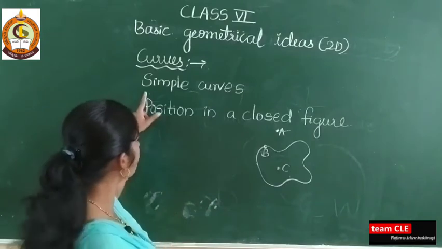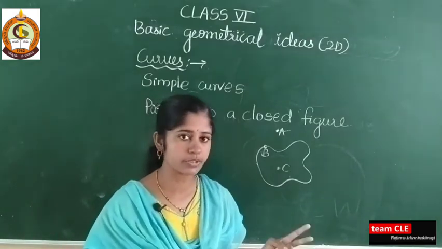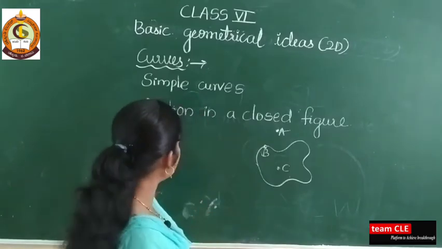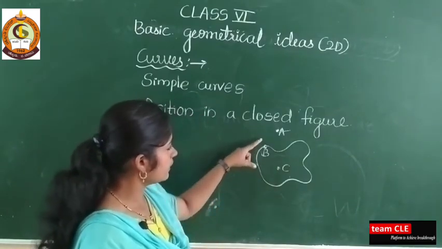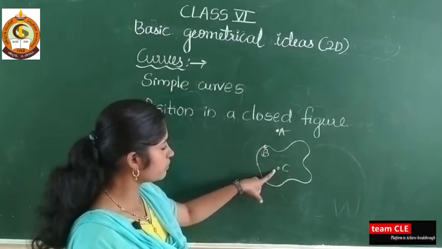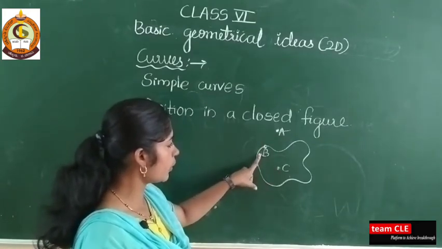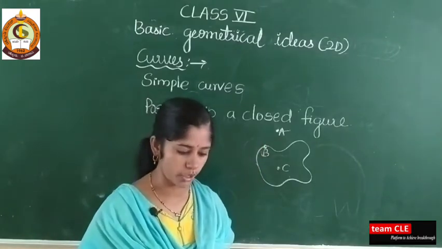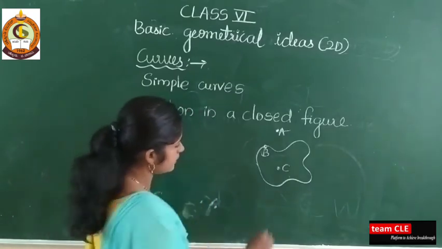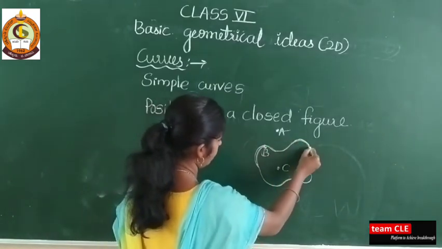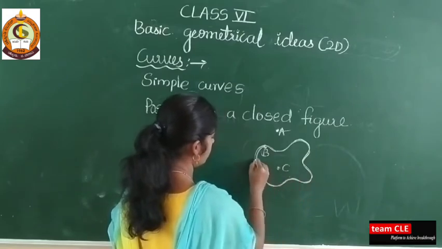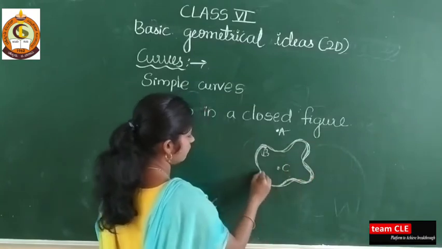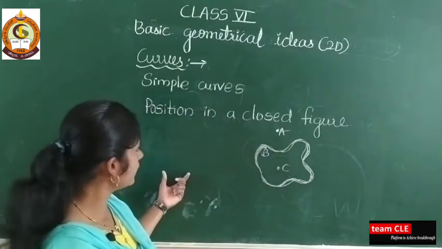I hope you understood what simple curves are. In simple curves there are two types: one is open curve and one more is closed curve. And position in a closed figure means, see here, interior of the curve is point C, boundary of the region is B, and exterior of the curve is point A. And this boundary we are calling the region of the curve. Got it? See here, remember this.